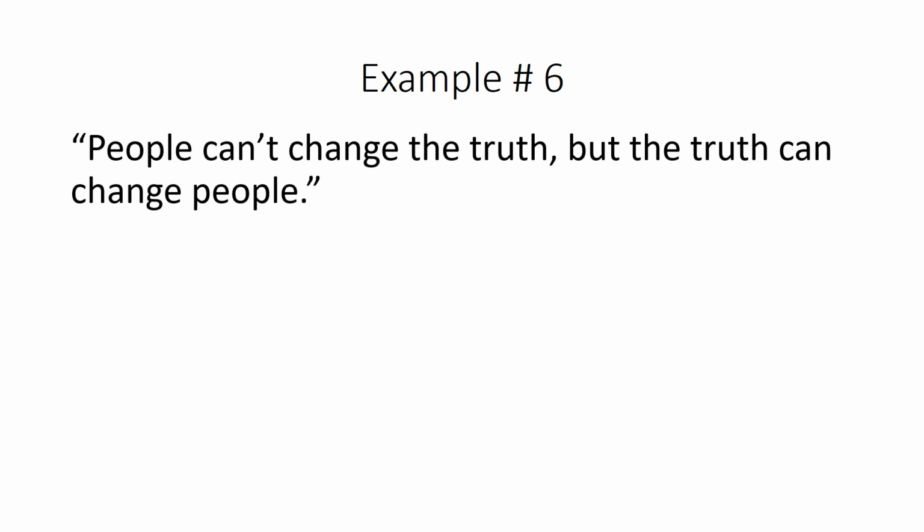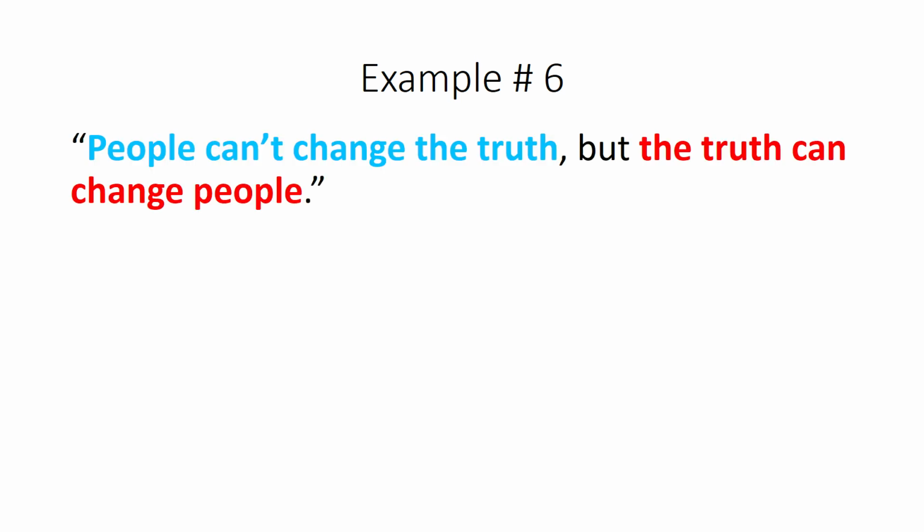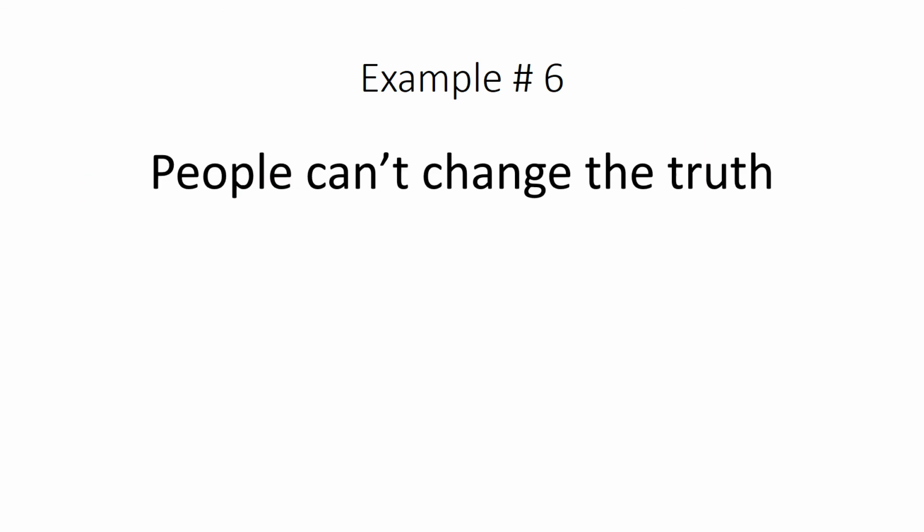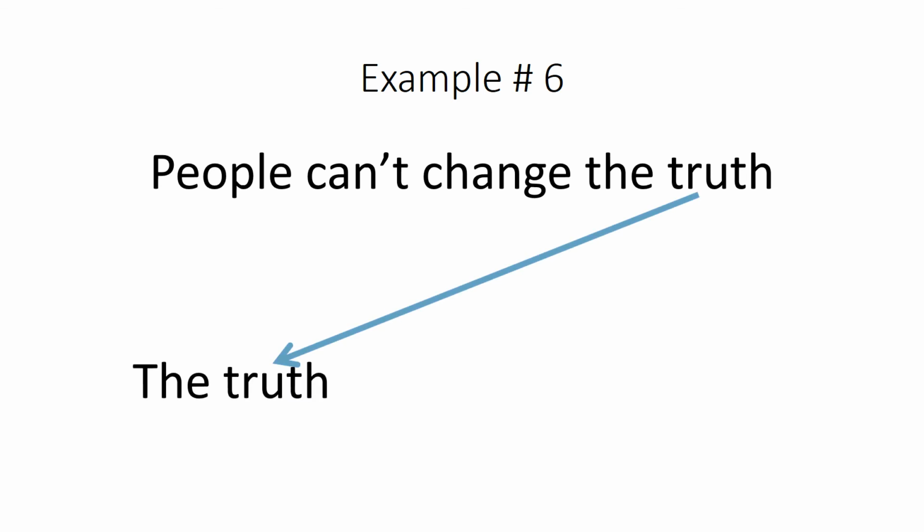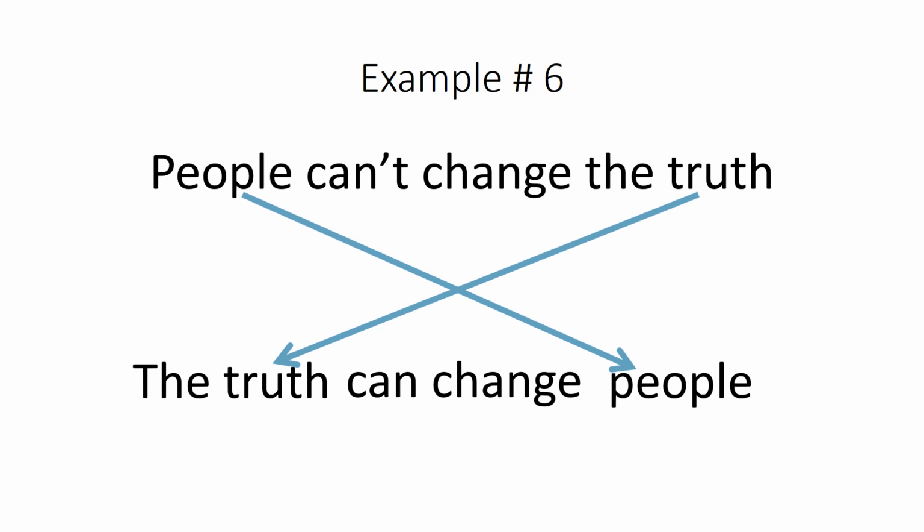People can't change the truth, but the truth can change people. So first step, we isolate the words that repeat. Then we stack them one over the other, draw the arrows. So people can't change the truth. We take the last term, draw an arrow, make it first, the truth. Take the first term, make it last, people, and bring the middle term straight down. But like I said earlier, you can change the verb from a negative to a positive verb, or from a positive to the negative verb. So the truth can change people. So people can't change the truth, but the truth can change people.